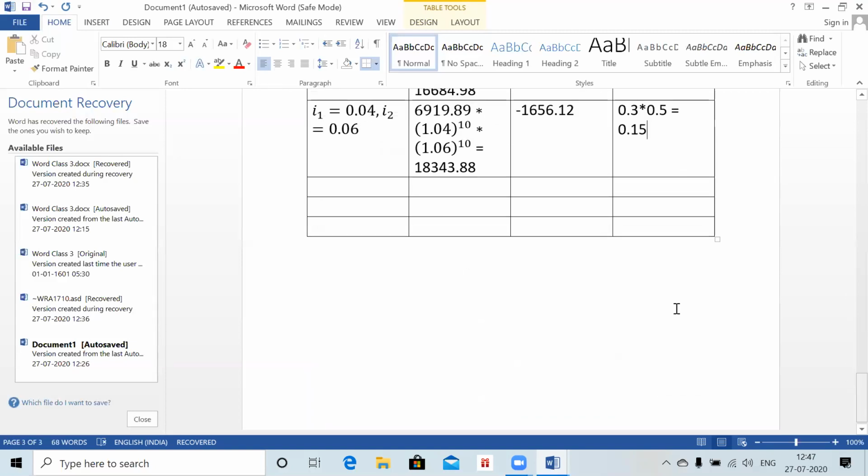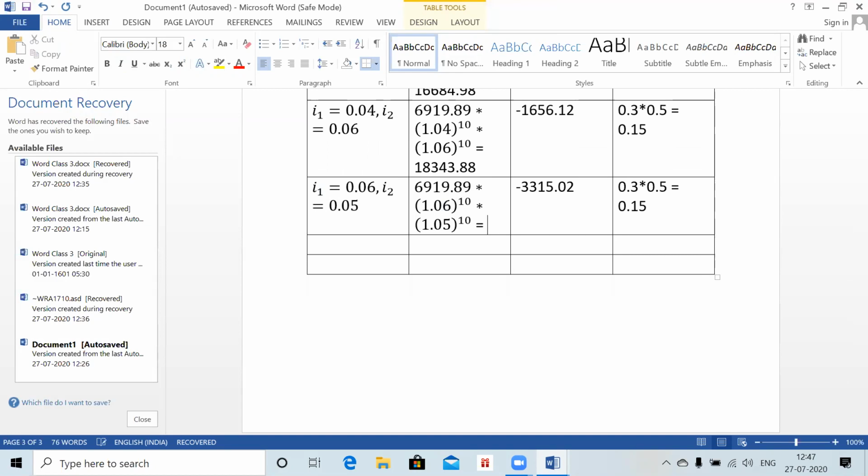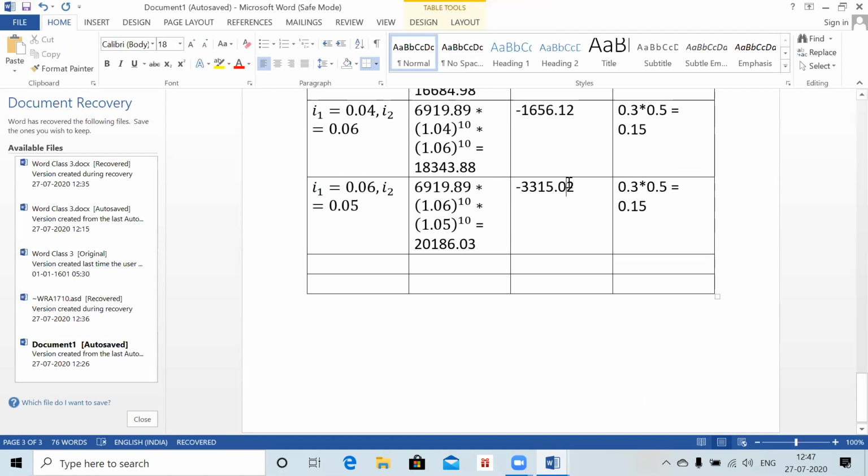Coming down, paste this again. Now i_1 will become 0.06 and i_2 will remain as 0.05. This will be 0.06 and this will change to 2018.06, and change the profit to 186.03. Now this has a probability of 0.7 into this, so 0.35.